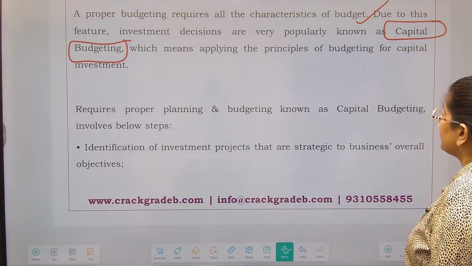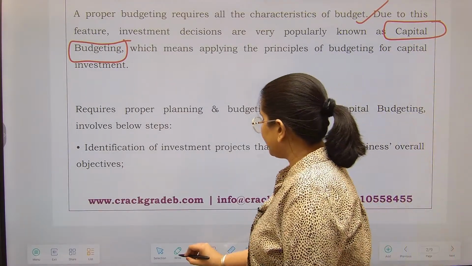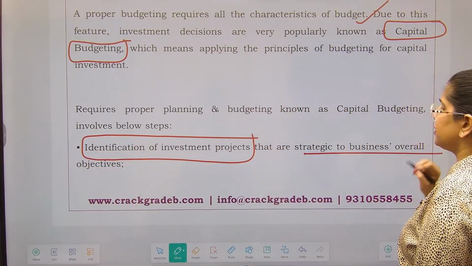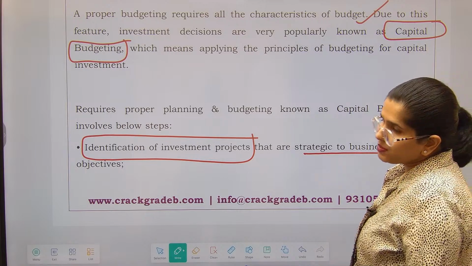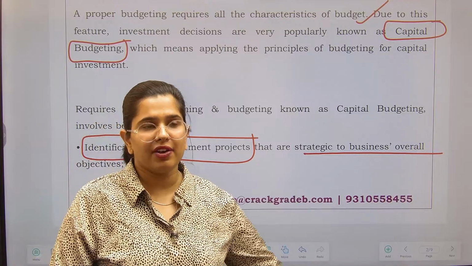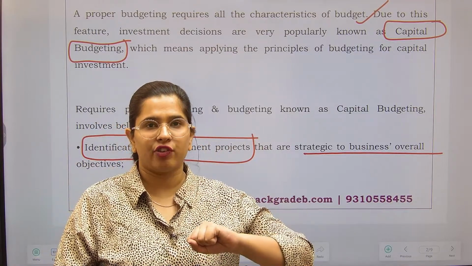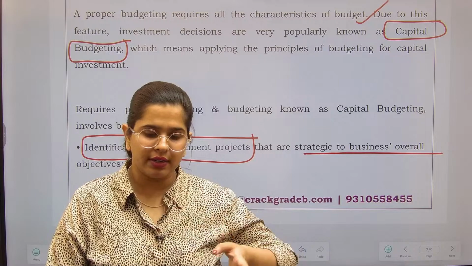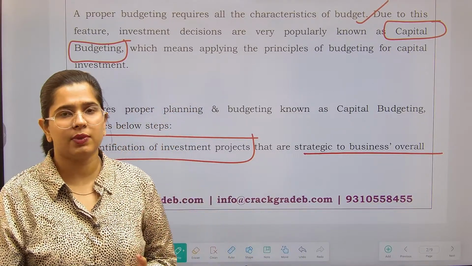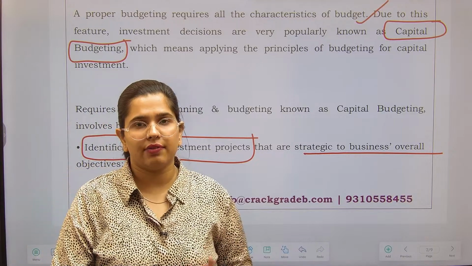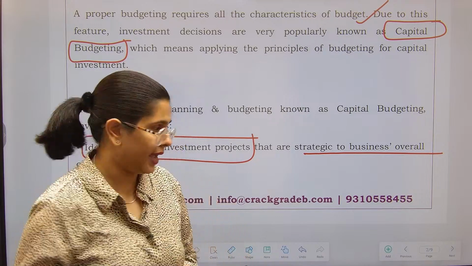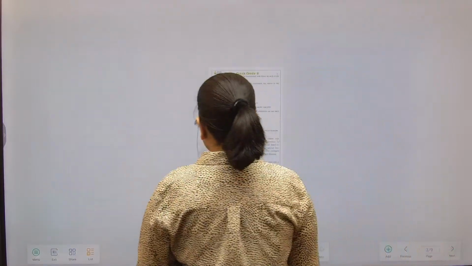It involves the following steps. Now let's see this. First of all, identification of the investment project that are strategic to the business's overall objective. Investment project means what are the alternatives I am having, right? Can I open a factory in Tamil Nadu, or should I open a factory in Rajasthan? So these are the two alternatives I have, the investment proposals I have, and then I have to analyze these particular projects in terms of what are the revenue and the costs associated with it. इसके साथ में क्या revenue और cost जो है वो associated है. Number 1.